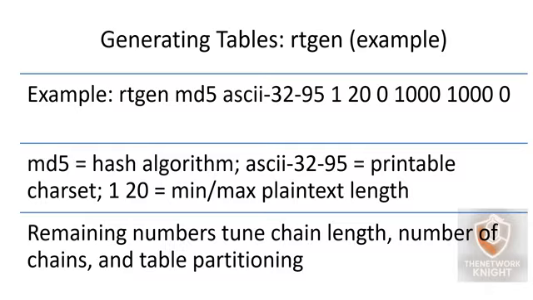The 1 20 is our minimum to maximum plain text length, so we're only looking at the characters in chunks of up to 20. And the remaining numbers in the chain, that starts at 0, are the chain length, the number of chains, and the table partitioning. We're going to go over those a little deeper in a minute.